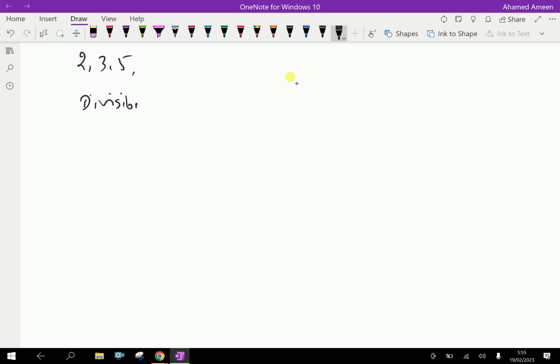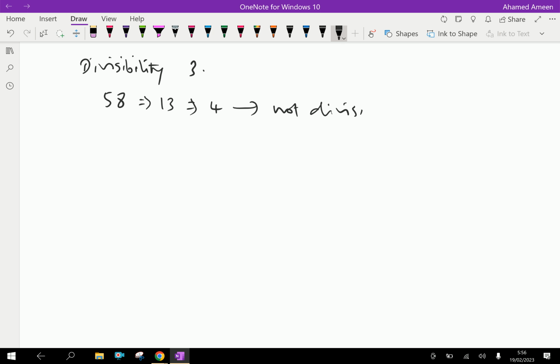So, divisibility by 3. Take some number, 58. Adding the digits: 5 plus 8 is 13. Further adding, 1 plus 3 is 4. So it's not divisible by 3.